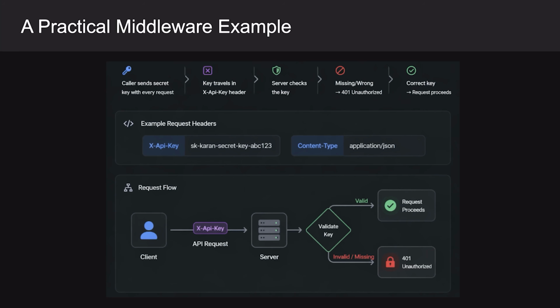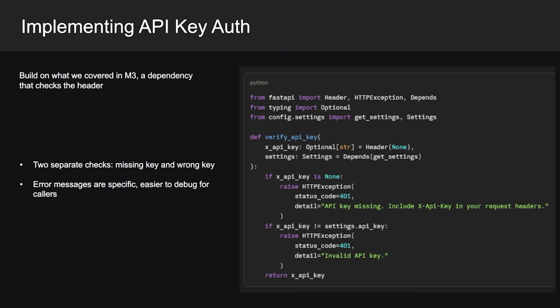API key authentication is the simplest auth pattern there is. The caller includes a secret key in a request header alongside every request. The server checks that key before doing anything else. If it's missing or wrong, the server returns a 401 and the request goes no further. If it's correct, the request proceeds normally. Look at the example headers. The key travels in X-API-Key, a custom header. The server never stores sessions, never issues tokens, never manages login flows. It just checks one header value. This makes it stateless, lightweight, and perfect for server-to-server communication and internal AI tools where you control who has the key.